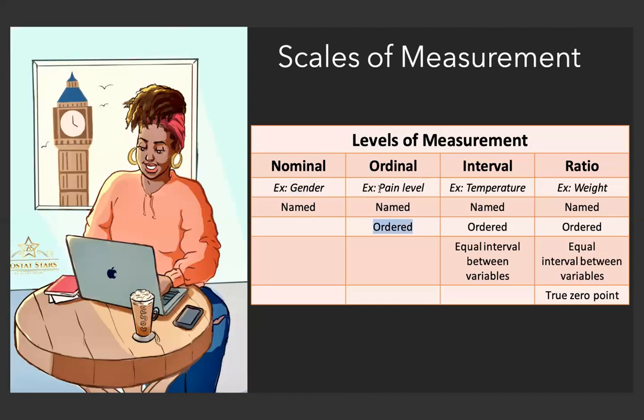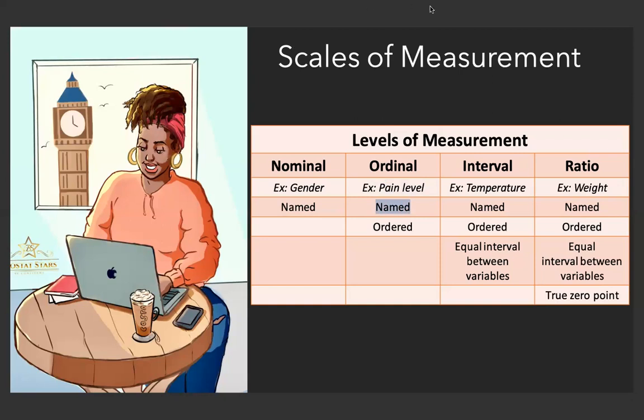So just like I explained before, this is going to be pain level. So pain level is obviously named, yes, but then we know that now there's an order to it. You could have no pain, you could have moderate pain, or you could have excruciating pain, right? So there is an order to this level of measurement. But one thing about the ordinal level of measurement is it only has these two things, the name and the order, but there is no equal interval between the variables.